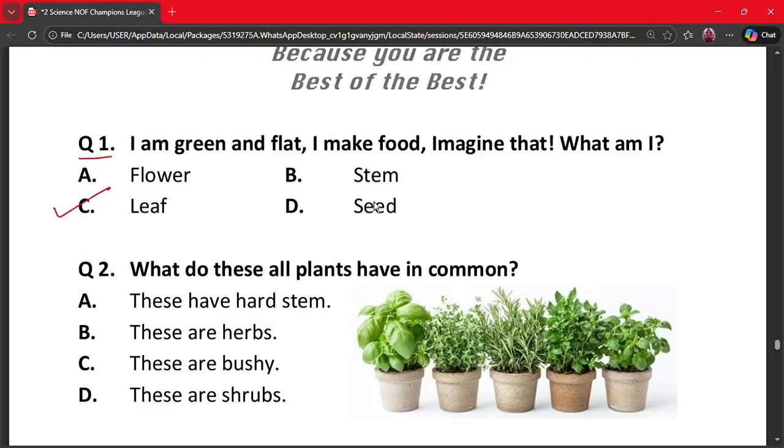Leaves are green flat parts of the plant that prepare food using sunlight, air and water. This process is called photosynthesis. Since food is made mainly in the leaves, they are known as the kitchen of the plant. Therefore, the correct answer is leaf.